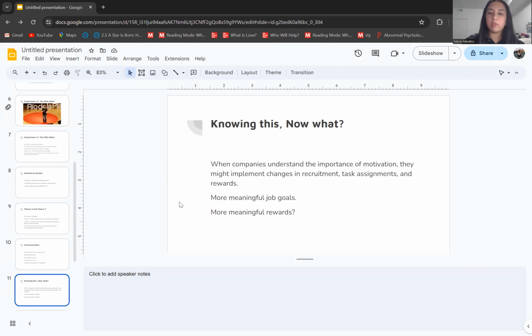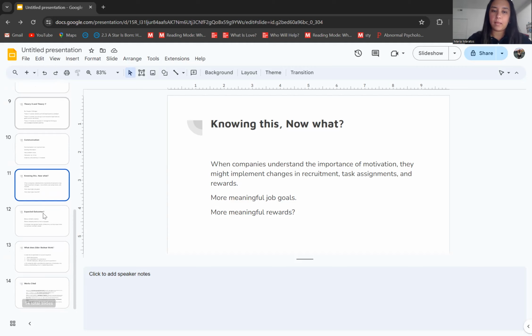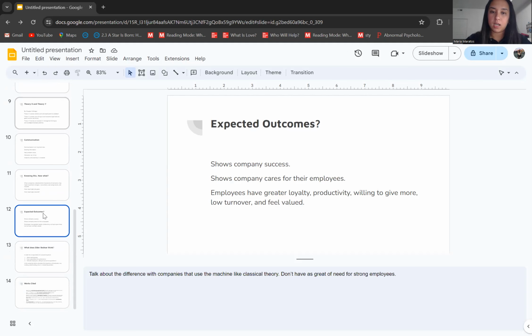And so, knowing all of this is important. We want companies to understand the importance of motivation, and understanding this importance could change how we recruit people, how we assign jobs to people, what those jobs are, the actual assignments, and what we're going to do to reward people. When we do those things and make those changes, it can make a better company. It really goes to show company success.